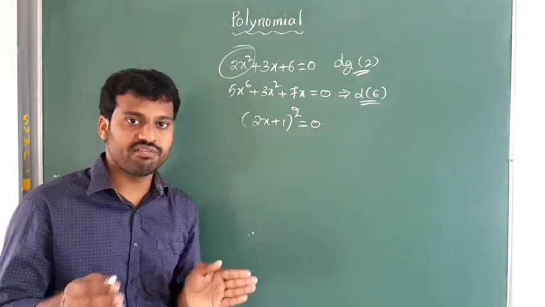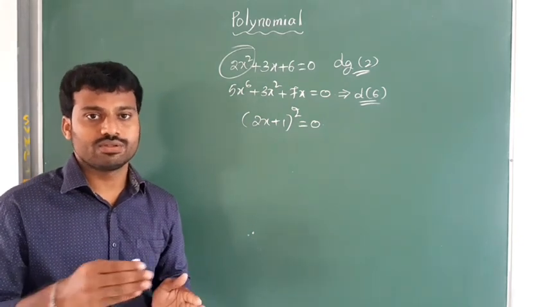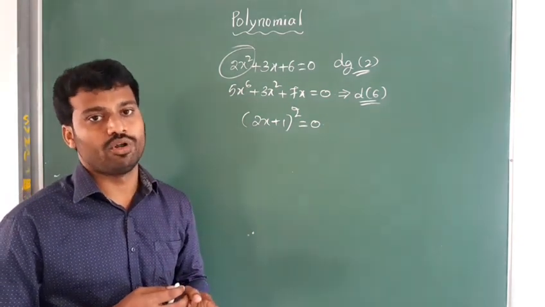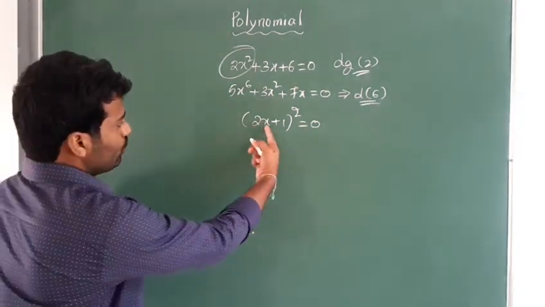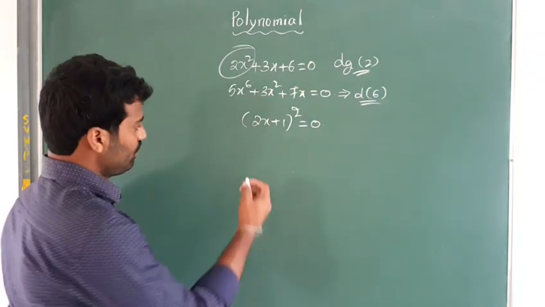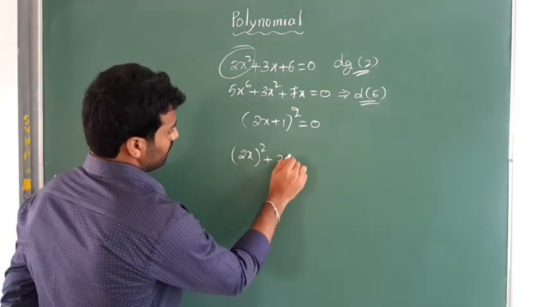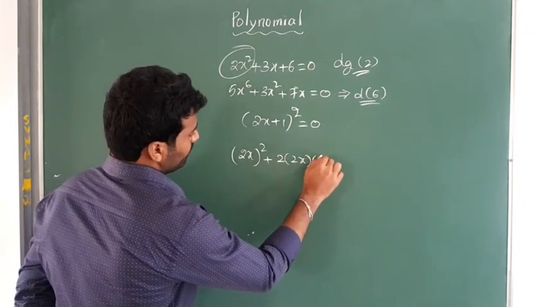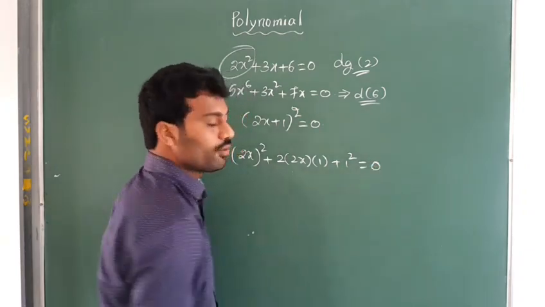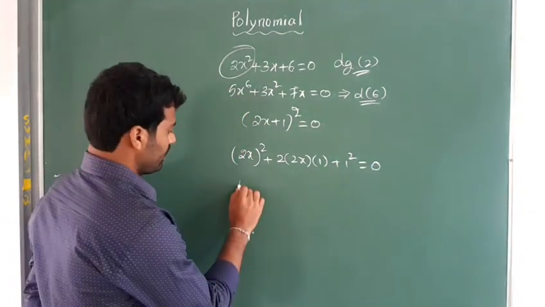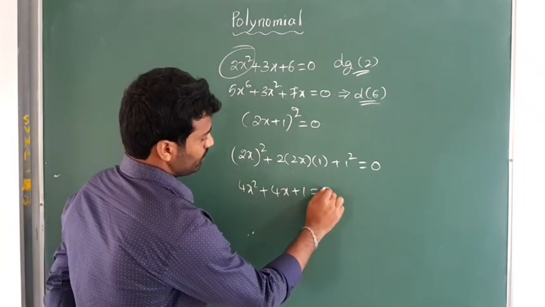First you have to simplify that. Later you have to find out the highest power. So that is nothing but the degree of that polynomial. Clear or not? So first (a + b)², here a is 2x, b is 1. (a + b)² is a² + 2ab + b² equals 0. Clear or not? So write down 4x² + 4x + 1 = 0.